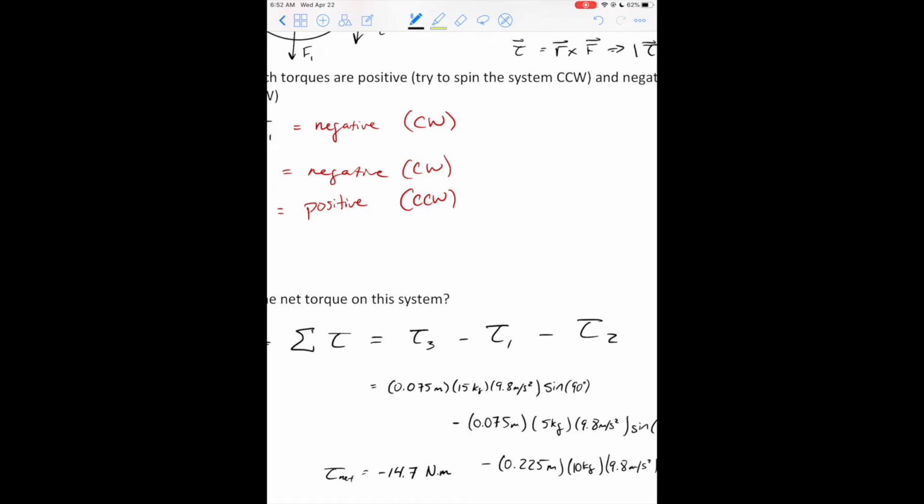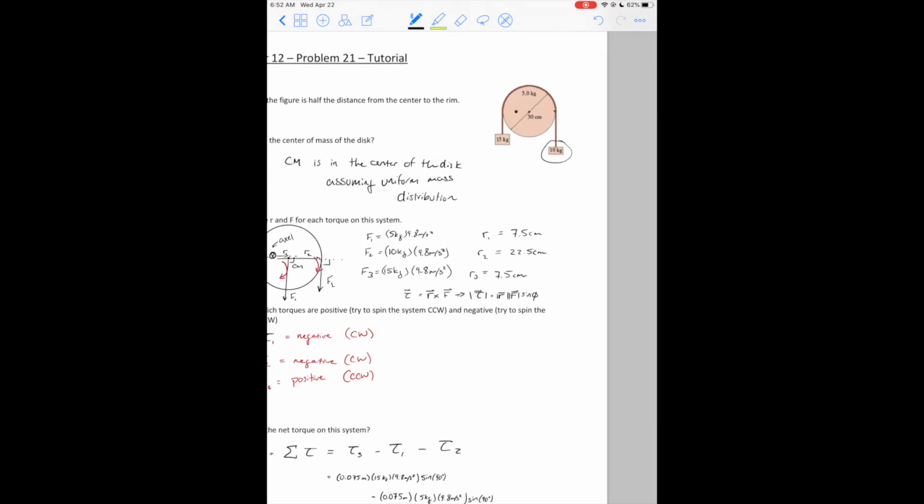And again, I want to highlight the unit of torque is Newton meters. That looks like a joule, but do not put joules. I will take off points if you put joules. All right, this is not an energy. This is a Newton meter. All right, let's go to the next page.